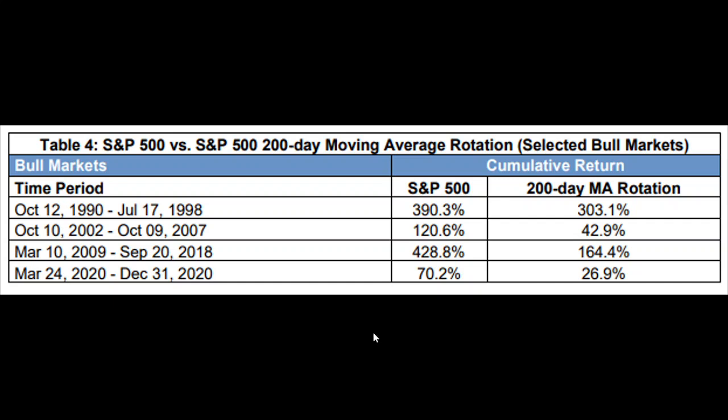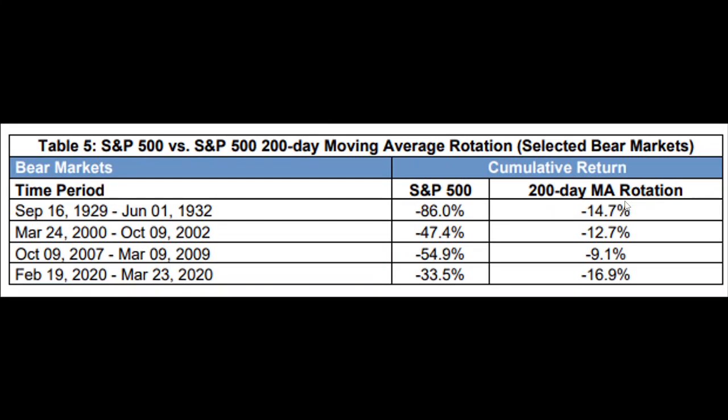In this figure, you can see that the S&P 500 produced these returns during bull runs. And the moving average rotation strategy with the 200-day produced a much worse return. That's fine because during the S&P 500 bear markets, the 200-day moving average rotation strategy protected from a lot of decline.